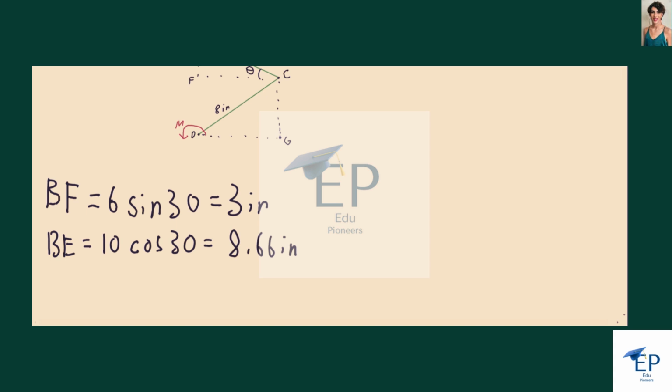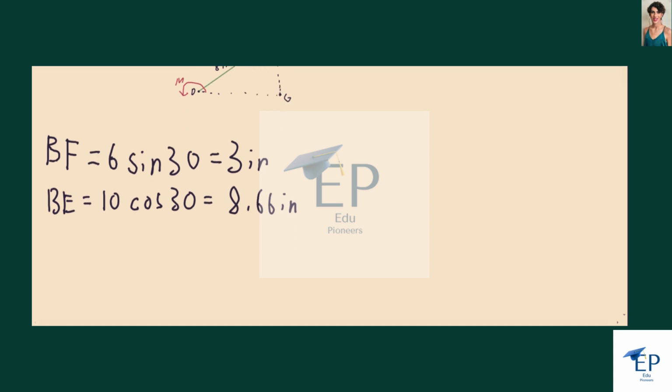For length CF, this is just Pythagorean's theorem. So we take the square root of 6 squared minus 3 squared, and this will give us a length of 5.196 inches.